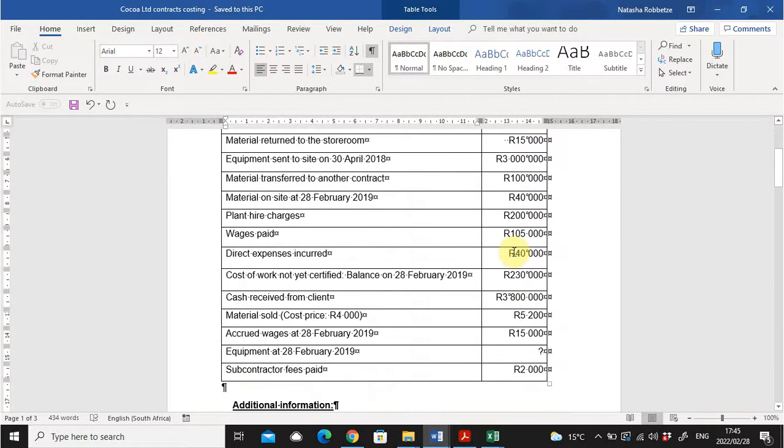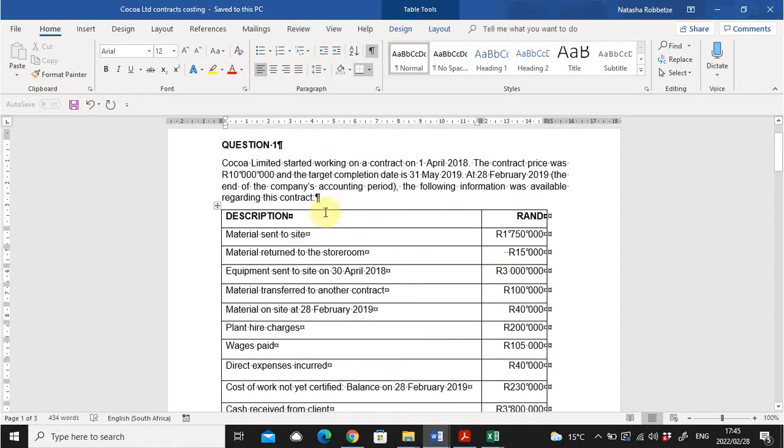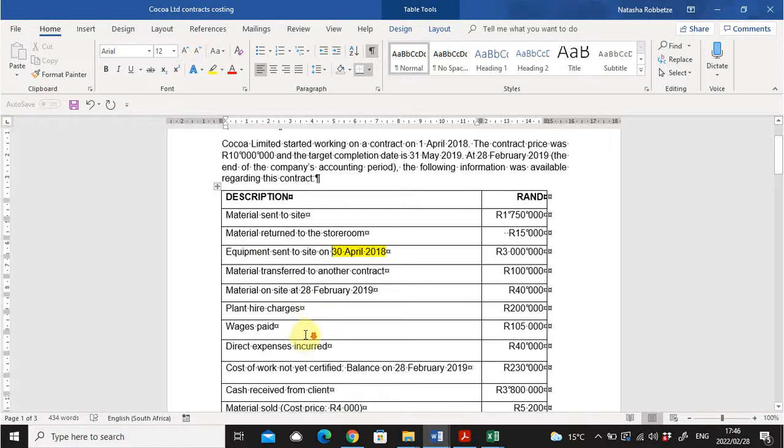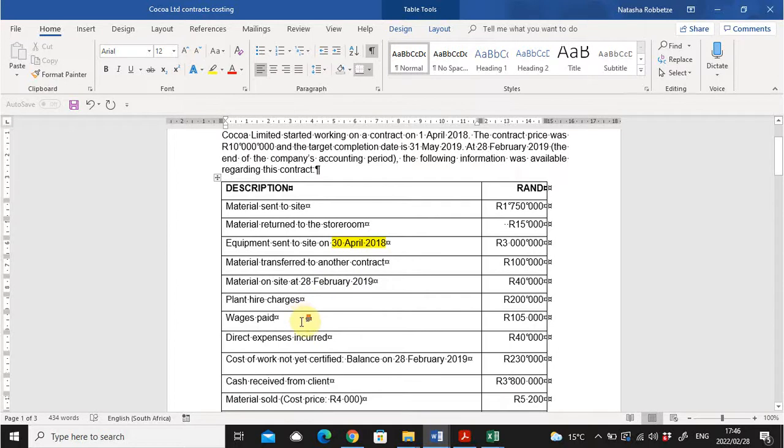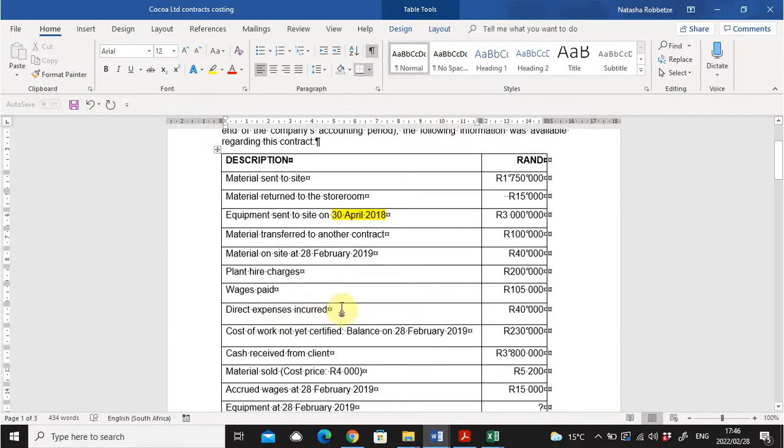Now they've given you a list of items. So they have material sent to the site, material returned to the storeroom, equipment sent to the site. Please note that the date that the equipment or even machinery is sent to the site is very, very important. Then material transferred to another contract, then material on site at the end of the year. There's some plant hire costs, some wages that were paid, direct expenses that were incurred.